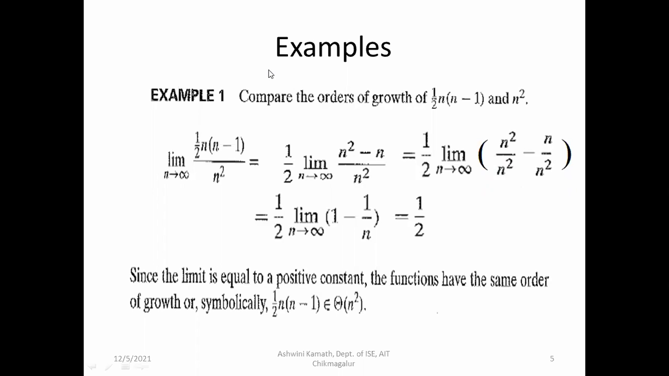I hope you understood. We'll go for the second example. Compare the orders of growth of log n to the base 2 and square root of n. So limit n tends to infinity log n to the base 2 divided by square root of n. Here we cannot divide this directly. It is difficult to simplify because we don't know the value of n here. So just differentiate this using L'Hopital's rule. Limit n tends to infinity.